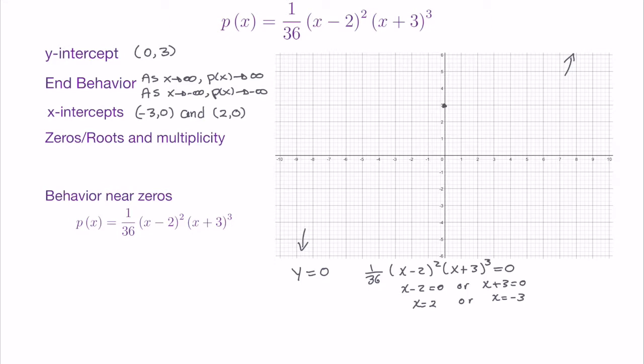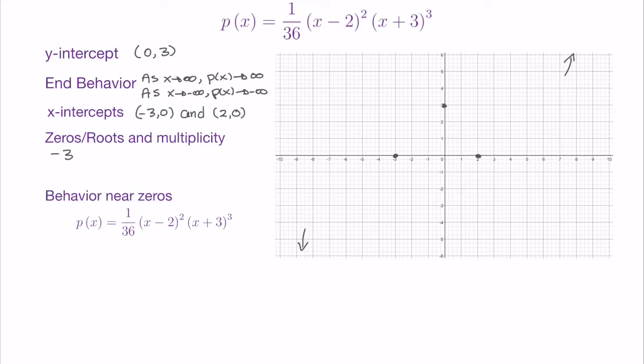Let's plot them in our graph. Negative 3, 0, 2, 0. So we have two roots. Negative 3 corresponds to this factor whose multiplicity is 3, which is odd. It means it crosses the x-axis. And the root 2 corresponds to this factor whose multiplicity is 2, which is even, and that means it touches the x-axis.